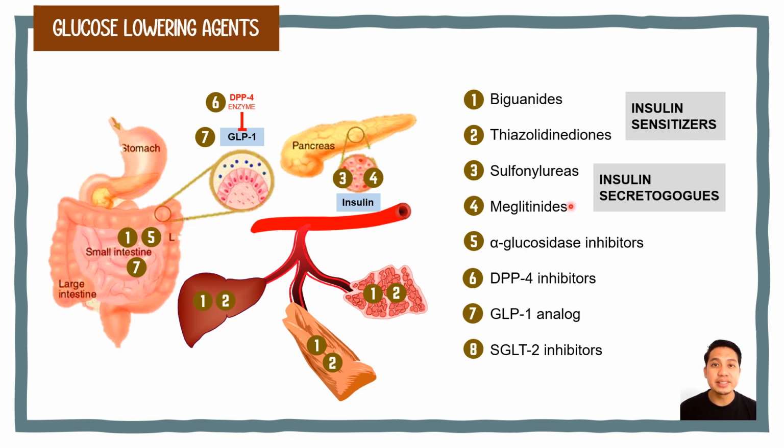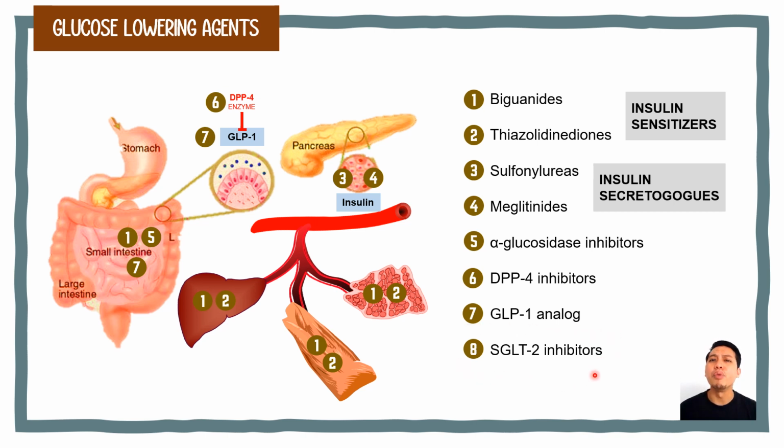Sulfonylureas and meglitinides are insulin secretagogues which are responsible for inducing the secretion and release of insulin by their action binding to sulfonylurea receptors. Alpha-glucosidase inhibitors act on the small intestine to reduce the absorption of the glucose. DPP-4 inhibitors inhibit the DPP-4 enzyme that degrades the GLP-1 hormones. The latest class of glucose-lowering agent that was recently approved by the FDA are SGLT2 inhibitors.